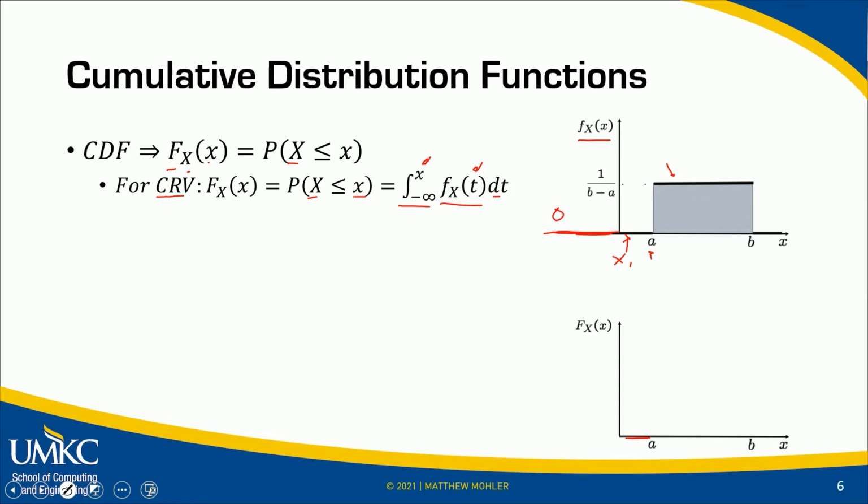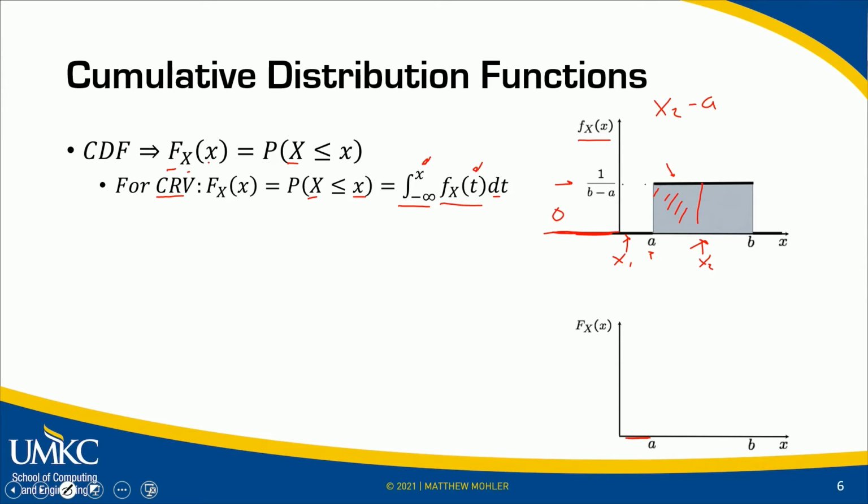Now, as we progress through this gray box, let's say we pick another point, x sub 2, inside the gray box. To find the area, let's say that we're interested in our shaded area. We know the height, because this is a uniform distribution, is just 1 over b minus a. That's the height of a uniform probability density function. The width is x sub 2 minus a.